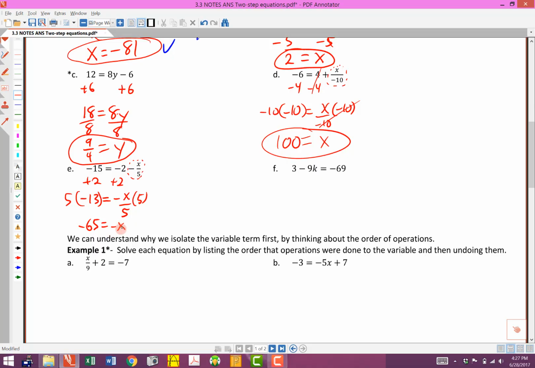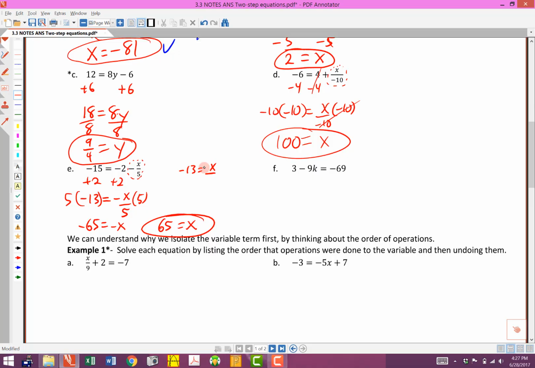Now remember, we don't want negative x, we want its opposite, we want positive x. So we don't want negative 65, we want positive 65. And there's the answer to the equation. Yeah, we're done.